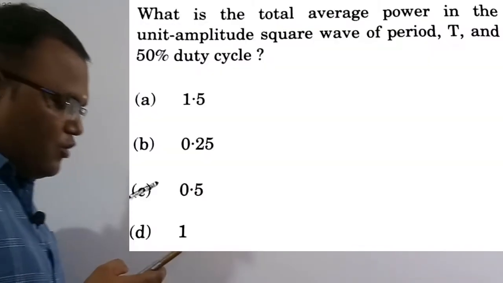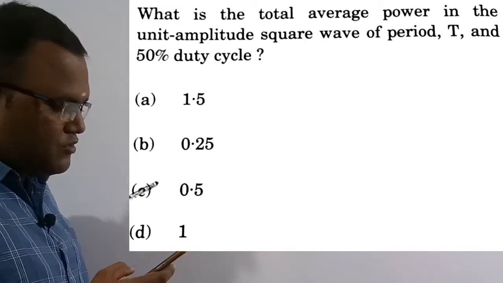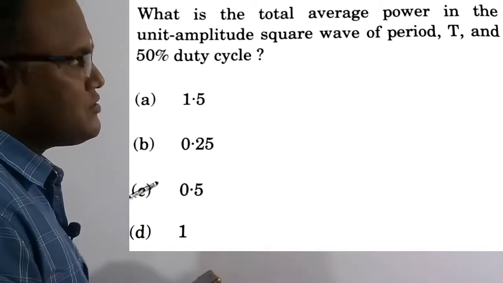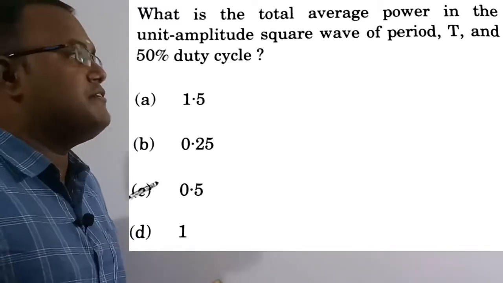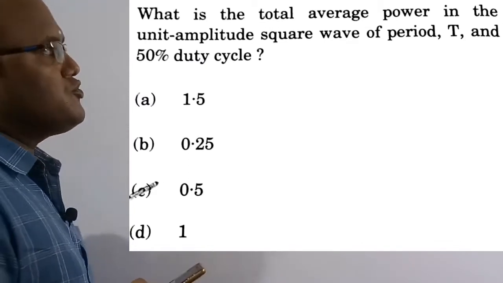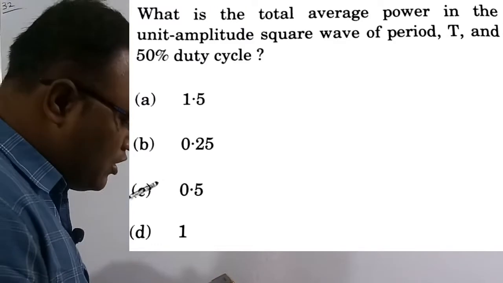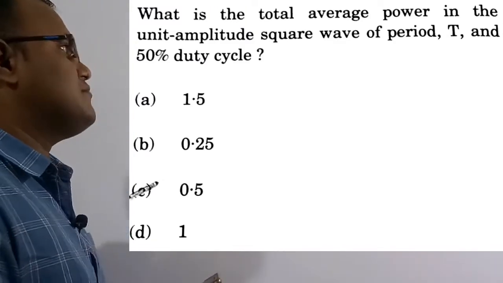So now we are going to solve the 32nd question. This is the question here. What is the total average power in the unit amplitude square wave of period T and 50% duty cycle? So in this question they have given a unit square wave of time period T with a 50% duty cycle, and we have to find the average power for this signal. So what are the four options? Option C, 0.5 watt, is the correct solution of this question.